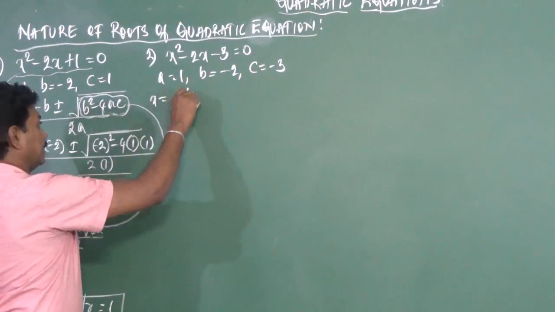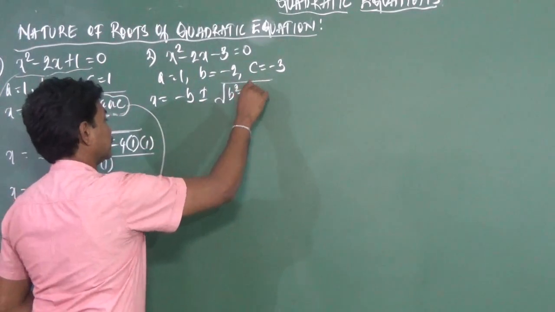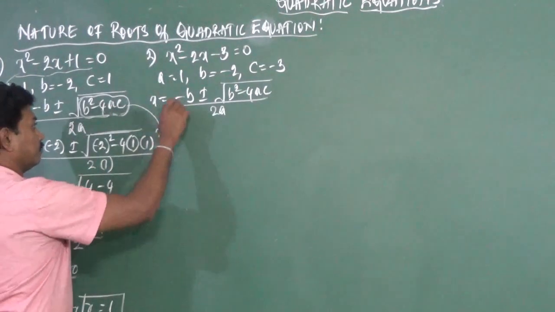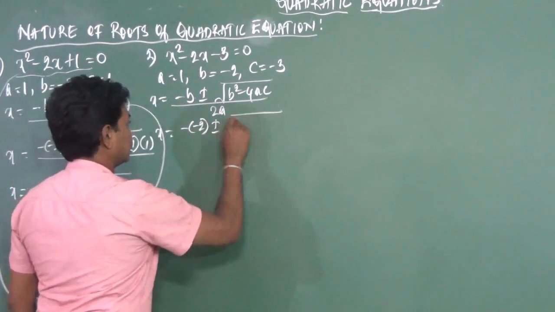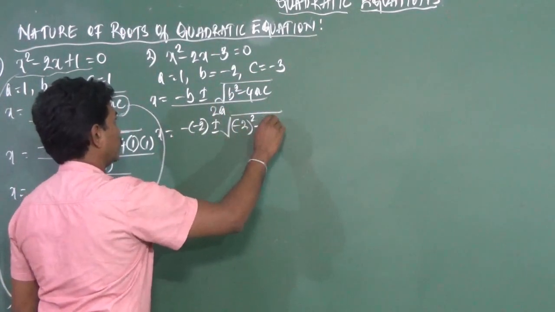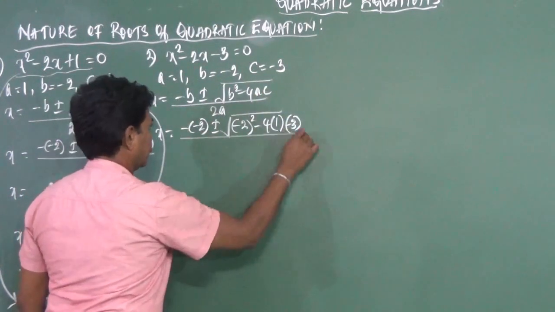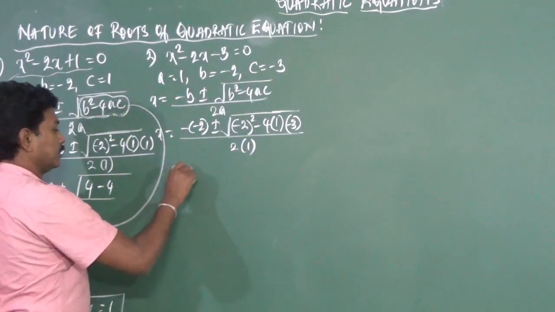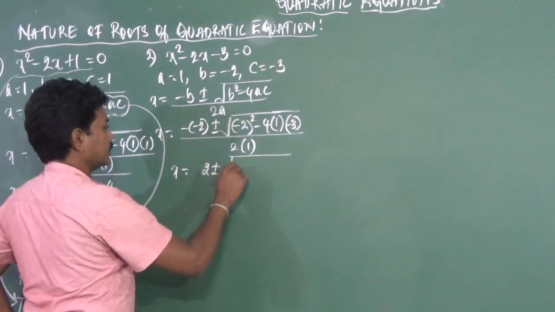So x is equal to minus b plus or minus square root of b square minus 4ac by 2a. So x is equal to minus of minus 2 plus or minus square root of minus 2 whole square minus 4 into 1 into minus 3, by 2 into 1. So x is equal to 2 plus or minus square root of minus 2 whole square is 4.